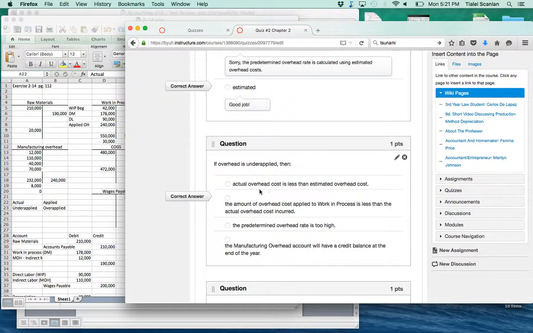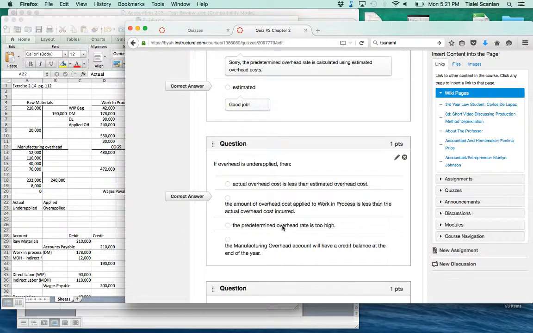So the actual cost is less than the estimated. That would mean the actual cost is less, which would mean you overapplied your predetermined overhead rate, so that's not correct. The amount of overhead cost applied to work in process is less than the actual overhead incurred. So the amount applied is less, so we underapplied it, yep, than the actual.